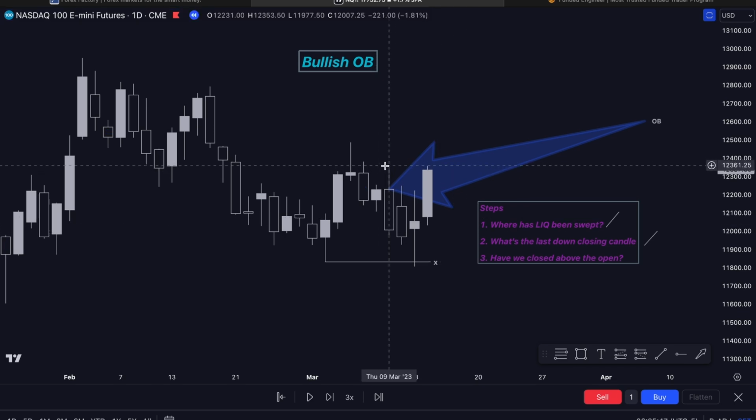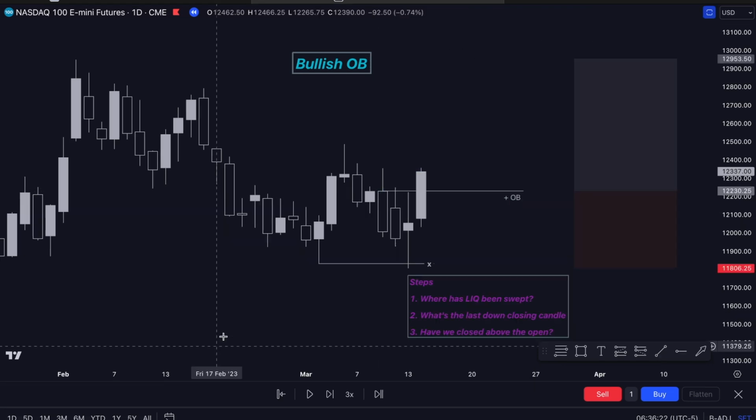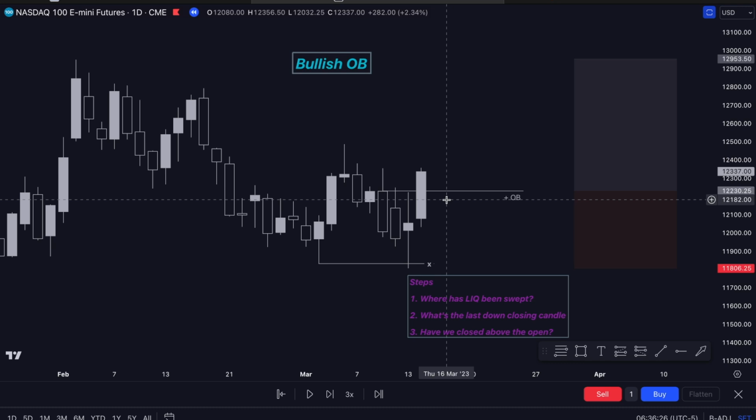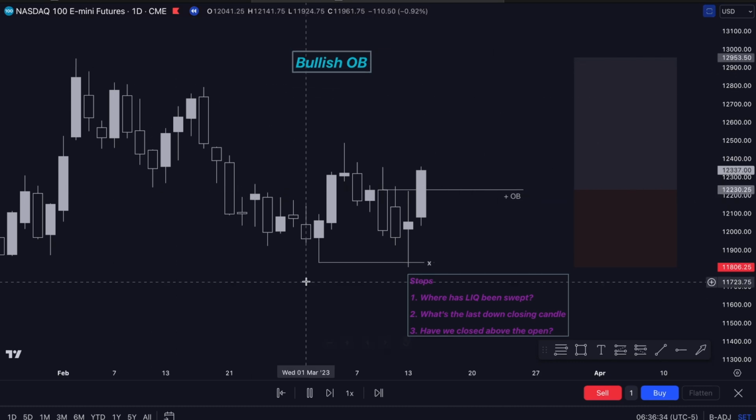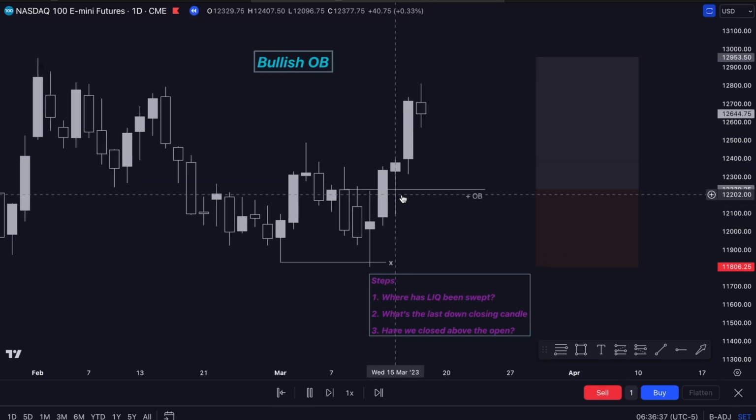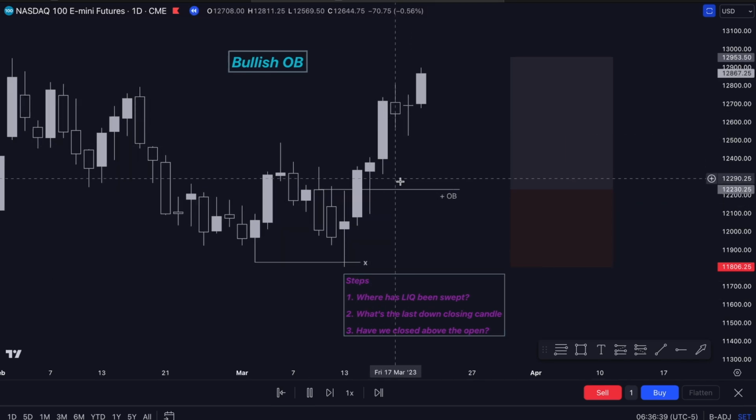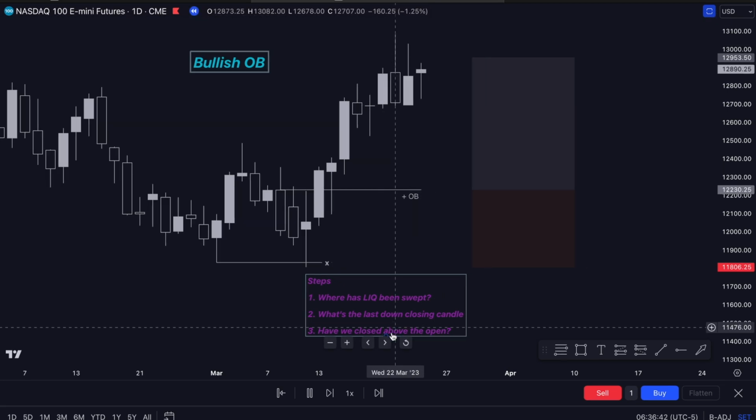Some people wait till we take out the fractal high, but if you know what you're doing, you can start from here. Now that we've marked that out, I can expect price to return to this order block, area of support, and reach for these highs. So we've been tagged in here, left a couple of fair value gaps, and that would have been your take profit.